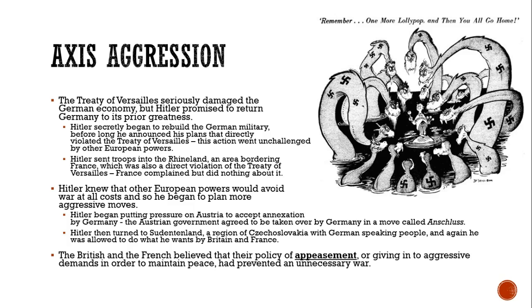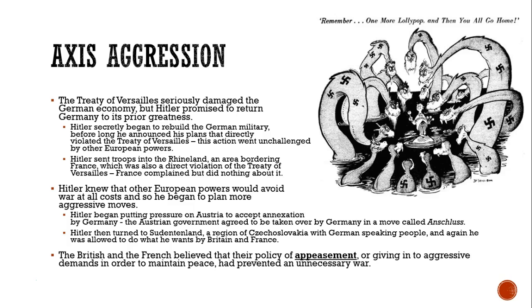Hitler also started sending troops into the Rhineland, which was an area that bordered France and was currently occupied by France, but was a major industrial center for Germany. This was also a direct violation of the Treaty of Versailles. France complained about it, but didn't do anything about it.